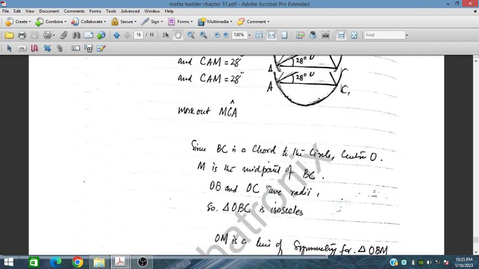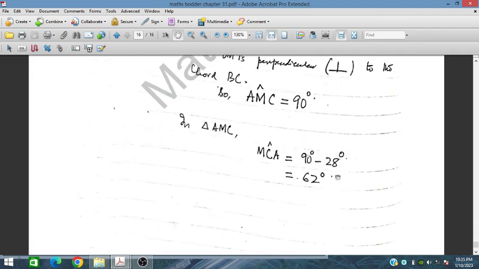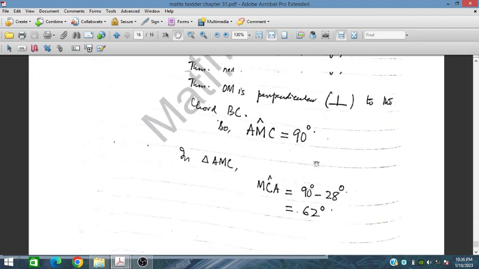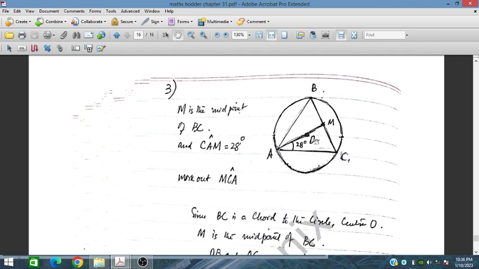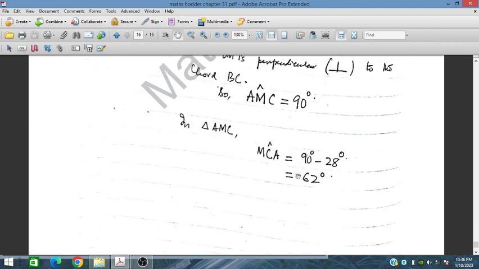So in AMC, this angle is 90 degrees, because it is perpendicular. This is 28 degrees. So the remaining angle is 180 minus 90 minus 28, which is 90 minus 28, because this is 90. So this gives us 62 degrees. So this MCA is 62 degrees.